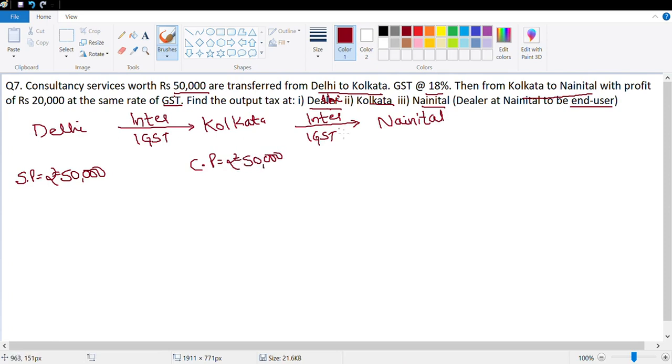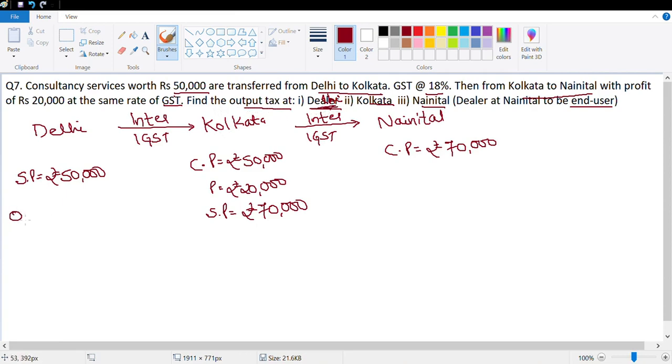The person at Kolkata made a profit of rupees 20,000, which means the selling price for him was equal to rupees 70,000, which means the cost price for the person at Nainital was equal to rupees 70,000. We've got the basic concept of the question clear. Let's calculate the answer. What we need to find is the output tax in Delhi.